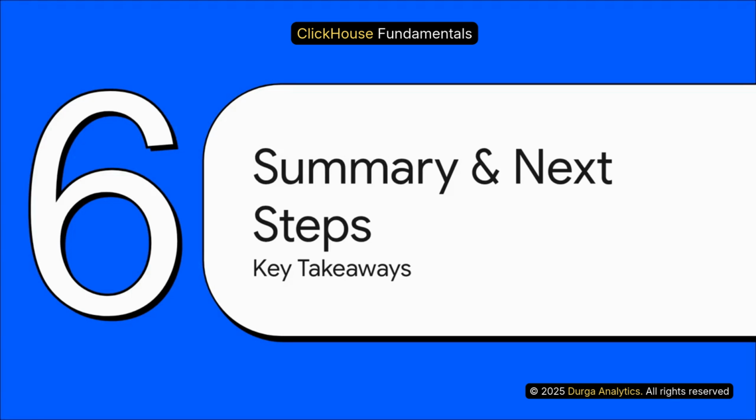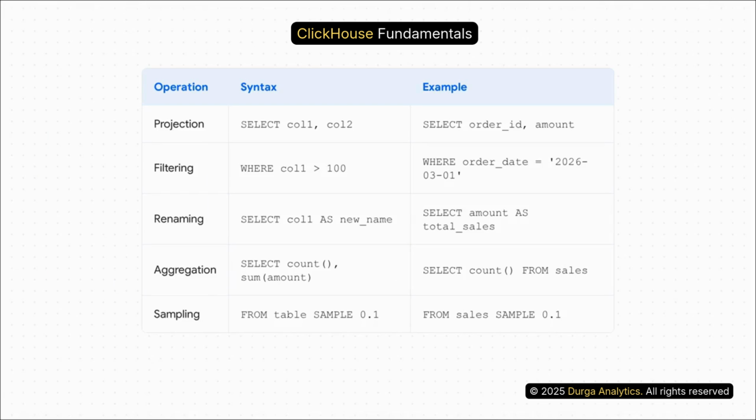Okay, I know that was a lot, but these really are the foundational commands. So let's do a quick recap of the core building blocks we've covered. Think of this slide as your cheat sheet. We've learned projection, that's how we pick our columns, filtering with WHERE, that's how we pick our rows, renaming with AS to make things clear, the basic aggregations, and of course, sampling for when you need a quick look. These are the tools you're going to be using every single day.